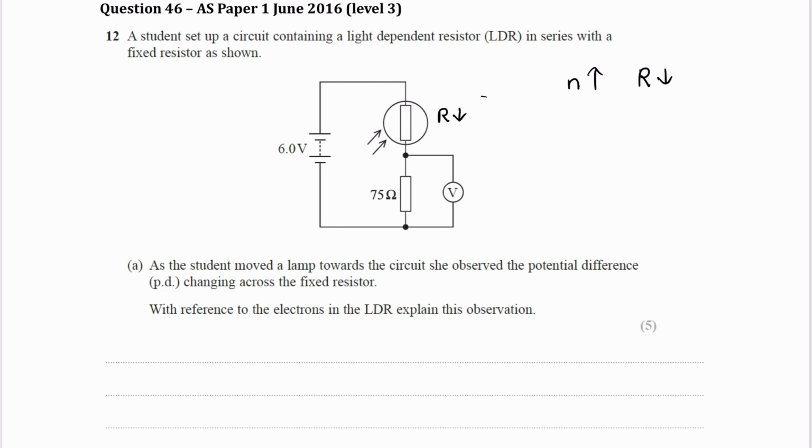And then because voltage splits in the same ratio as resistance for resistors in series, if we consider this resistor R, if we know that R is going down, well, that increases the ratio in favor of this resistor, and therefore it will get a greater share of the 6 volts.